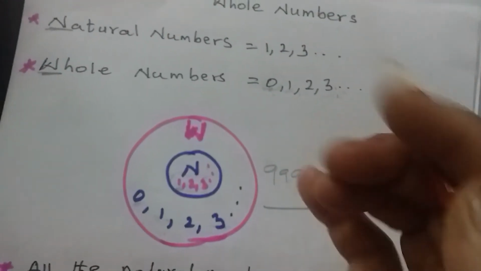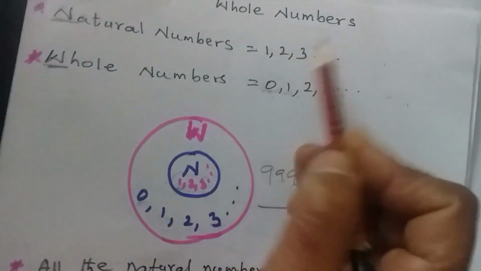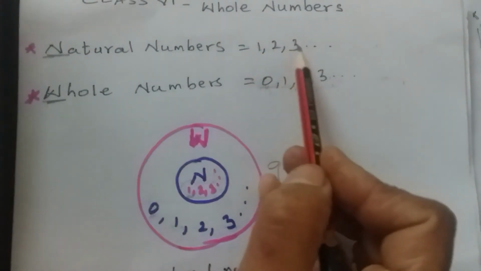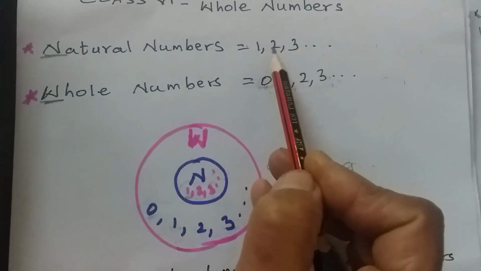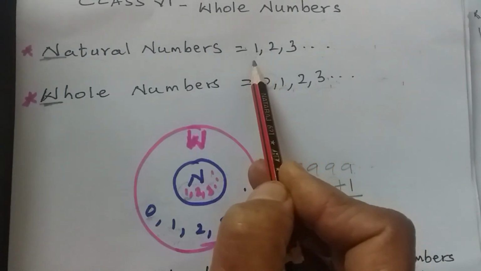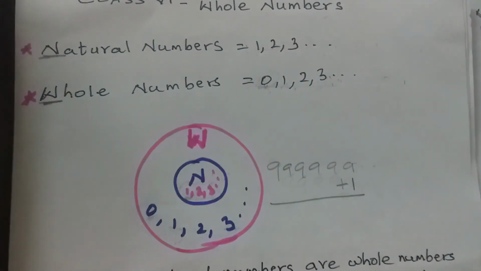It is false. Why? Every natural number has a predecessor. Only you have to check. Predecessor of 3 is 2. Predecessor of 2 is 1. What is the predecessor of 1? Natural numbers start from 1 only, and we don't have a number before 1. So 1 has no predecessor. Therefore, the statement is false.